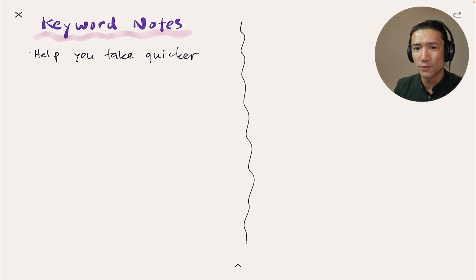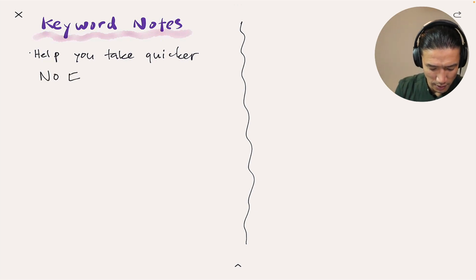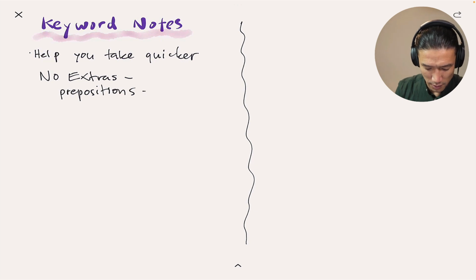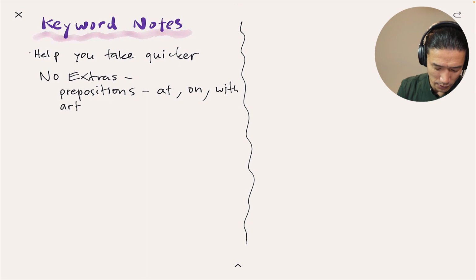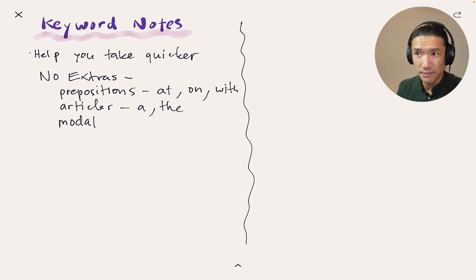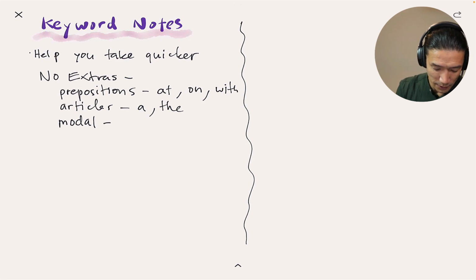It means that you're not just writing all of these extra things. So no extras, right? Some of these extras we have are prepositions, like at, on, with, such like. Okay, we don't need articles. Okay, we don't need a or the. We don't need all these modals. Okay, we can add them for extra information later. Okay, but there's no extras.